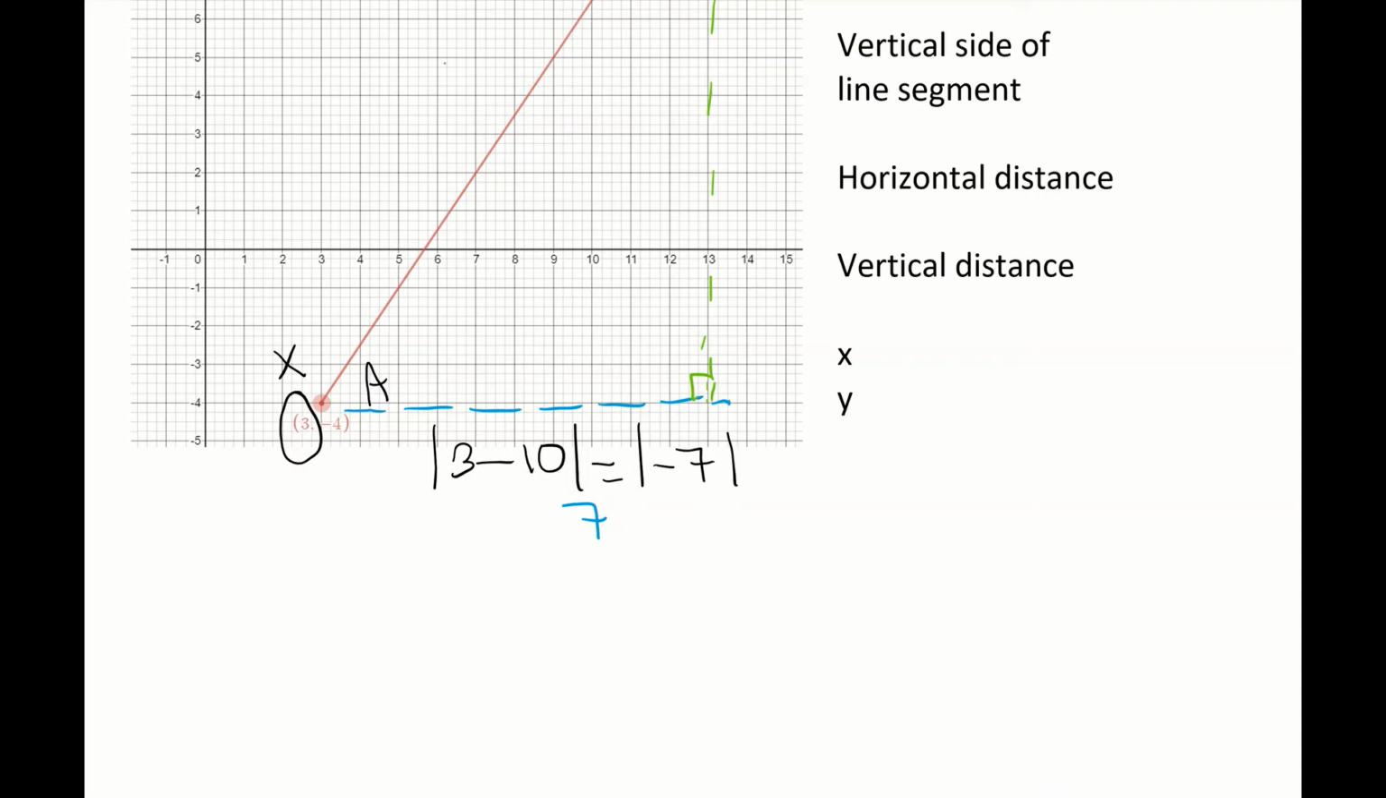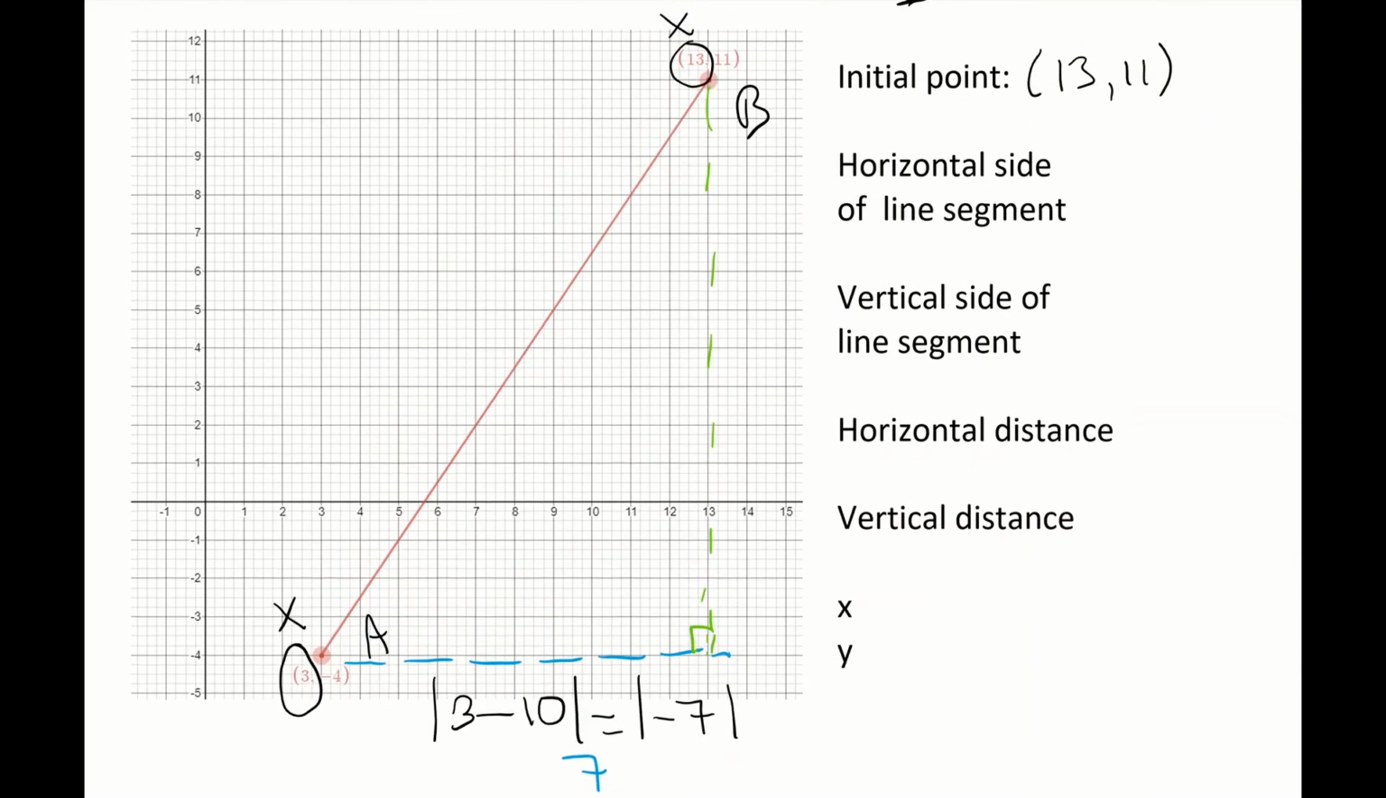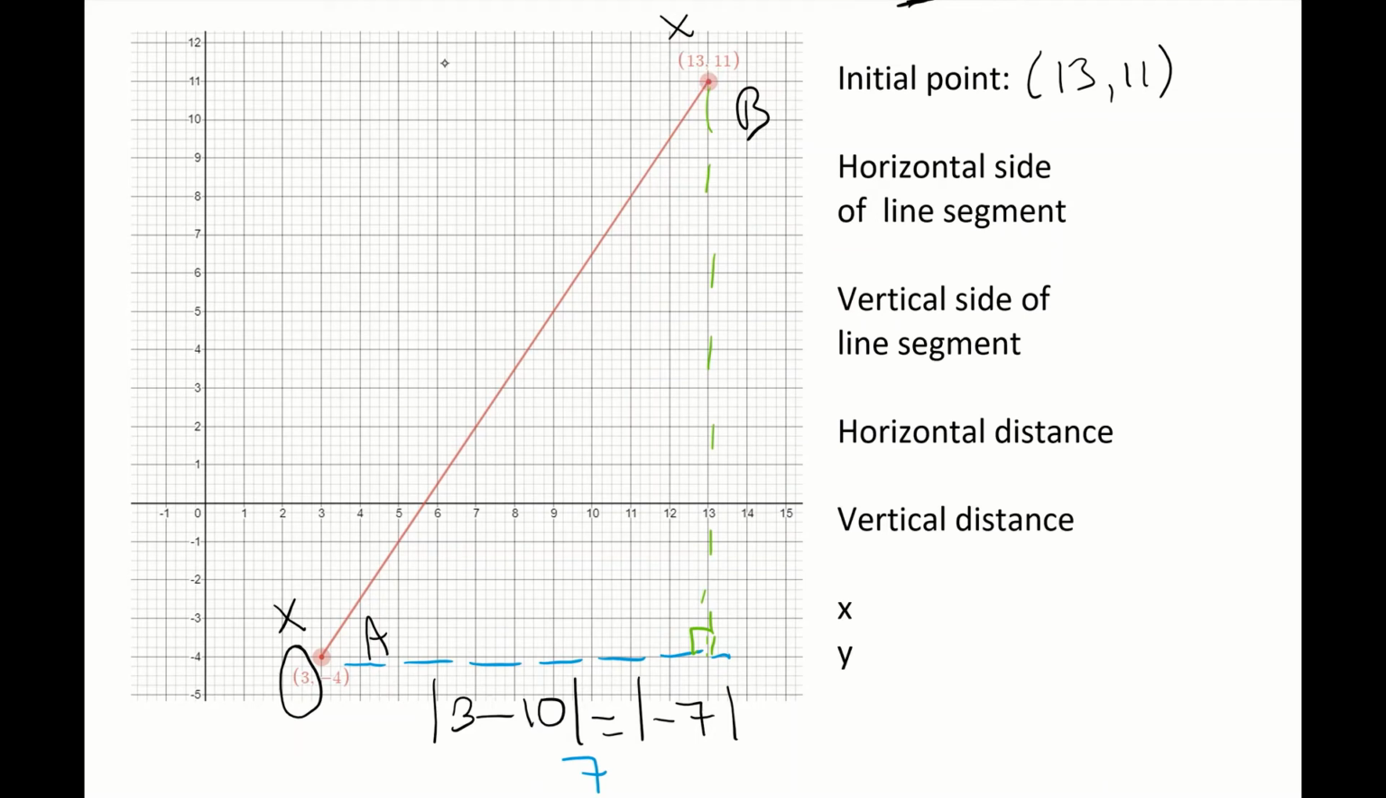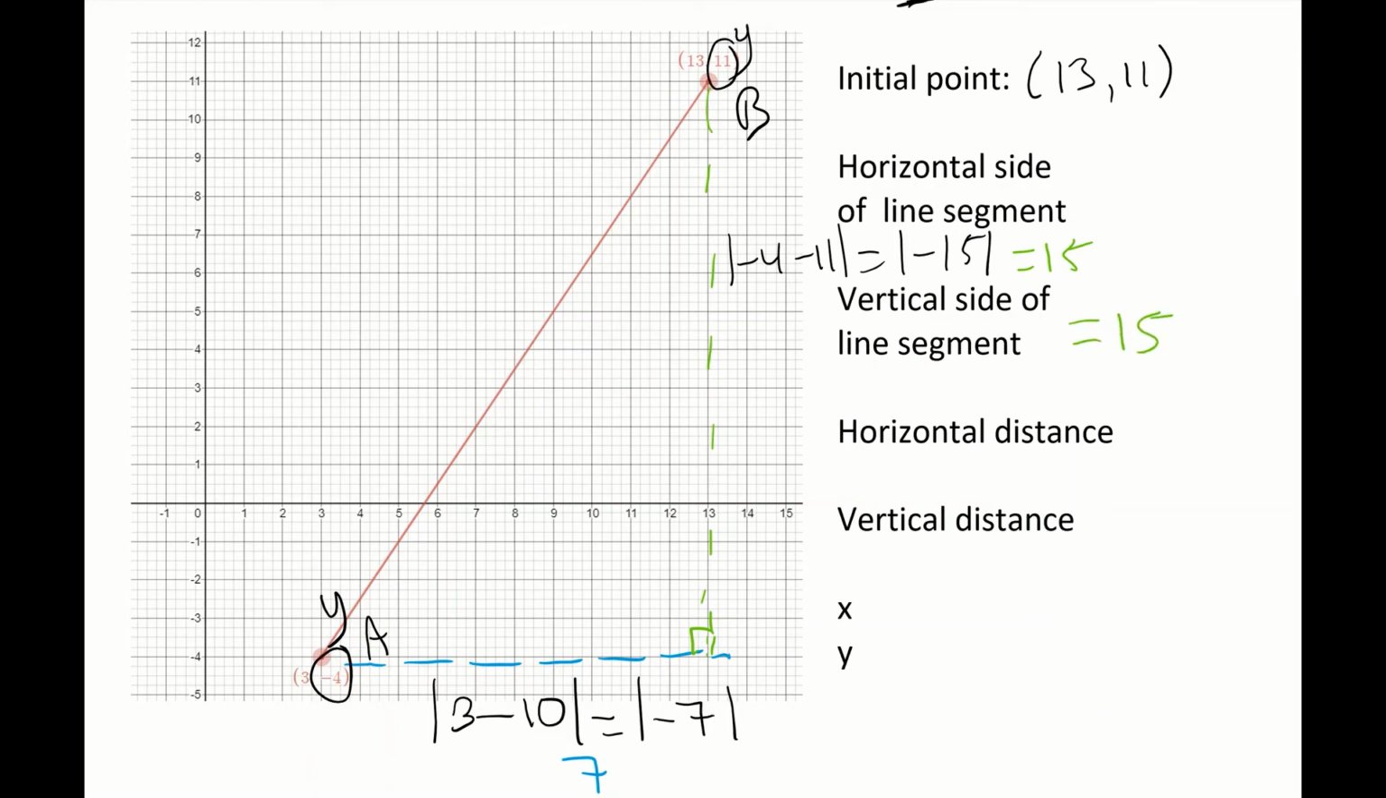Now let's do the vertical side. This time we're focused on the y coordinates in order to subtract for the vertical side. So we do -4 minus 11, or 11 minus -4. Either one is fine. Let's do -4 minus 11, which is the absolute value of -15, which in this case is going to be 15. That's my vertical side. I'm going to label that here, and then my horizontal side is 7, which is what we said earlier.